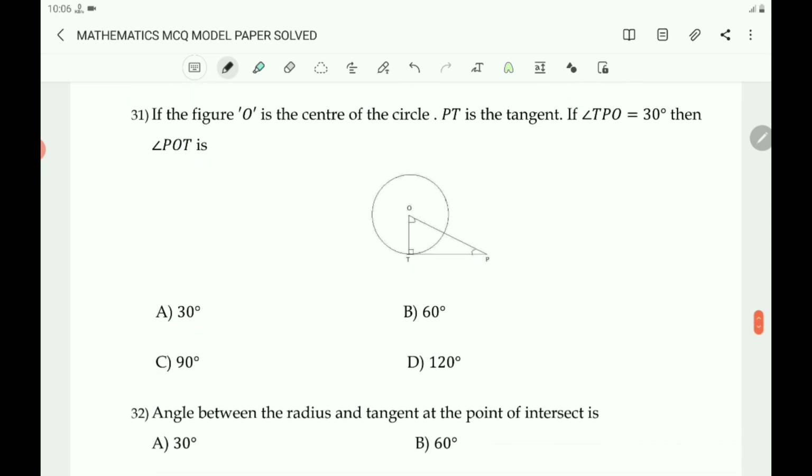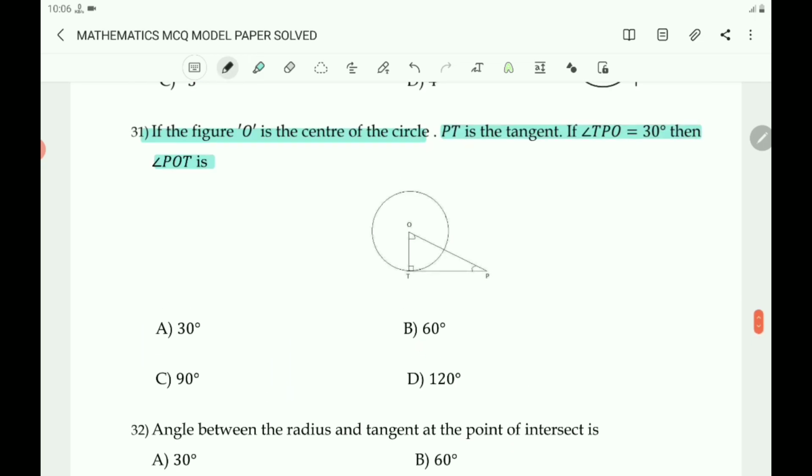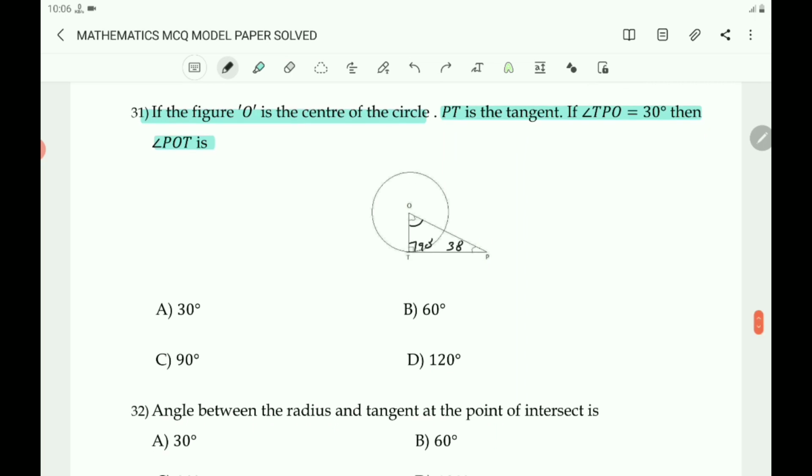Then you take question number 31. In the figure, O is the center of the circle, PT is tangent. If angle TPO equals 30 degrees, then angle POT equals. Here what is given? PT is tangent, angle TPO is 30 degrees. What is the angle POT? And you know that this angle is 90 degrees, because the radius at the point of contact is perpendicular to the tangent. You know it.